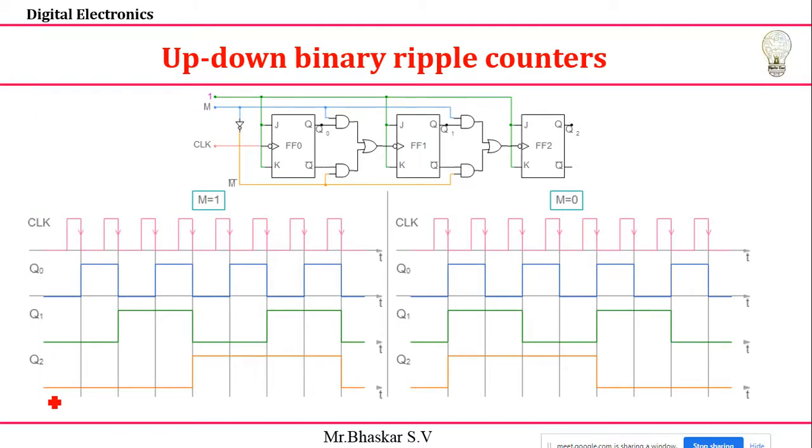See the waveforms. What I'm going to do? First, I'll make my mode value here 1. If I make the mode value 1, then here it is 1. The value here, the mode bar value, is 0. Means the value here is 0 and here it is 1. Just analyze. I want first the up counter.